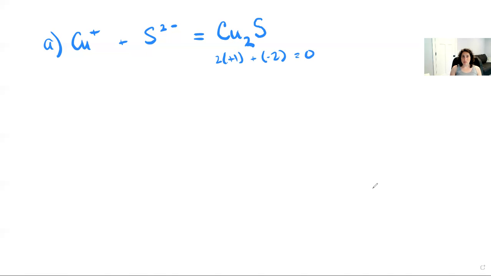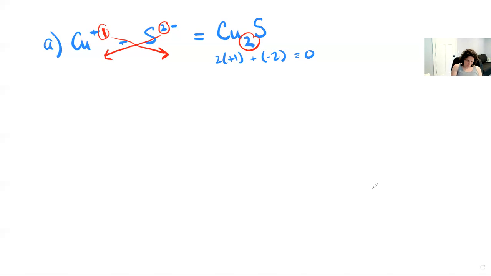Another thing you might have noticed, we call this drop and swap. Since this one, let me just change the color real quick. This was a 1, and this is a 2. The 1 drops down to the sulfur. We don't have to write it in the final formula because 1s are always assumed. And this 2 went over to the copper. So you can drop it down and swap it is another way that will work.